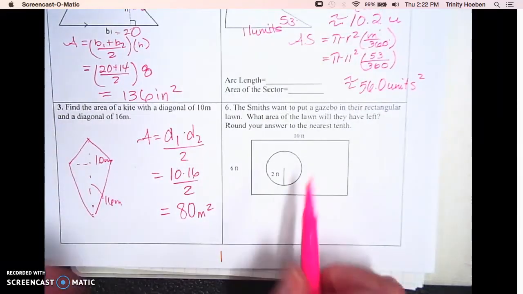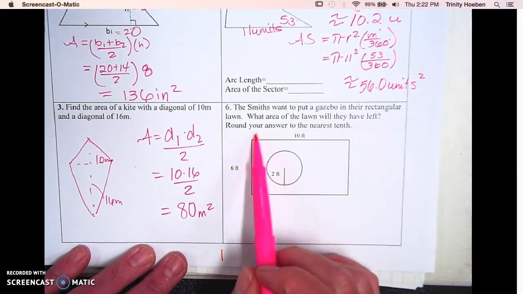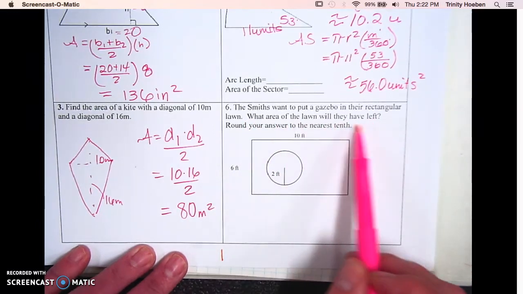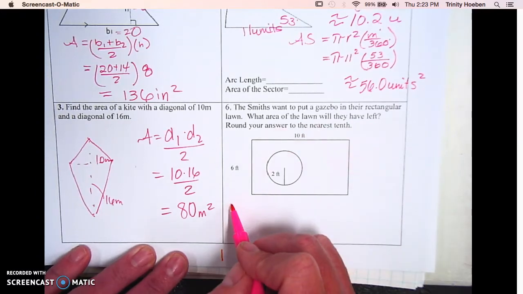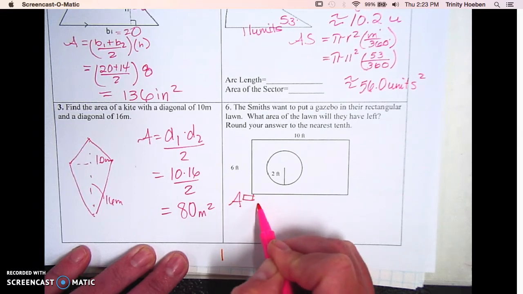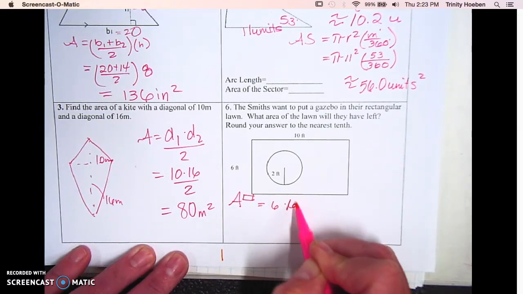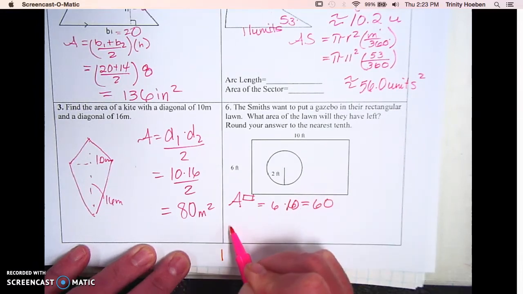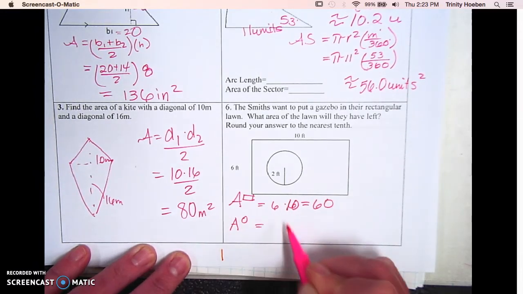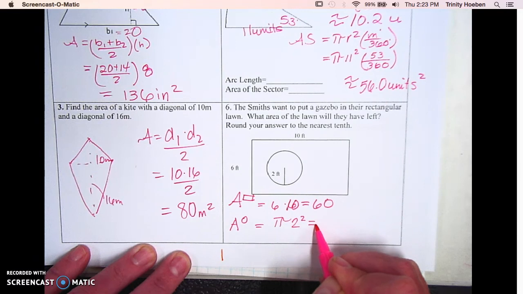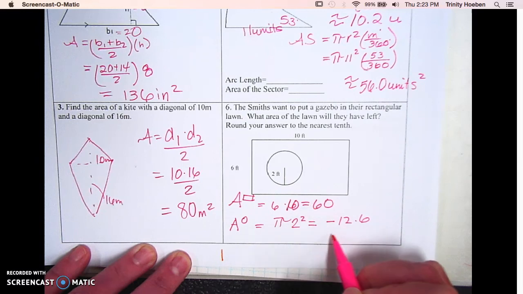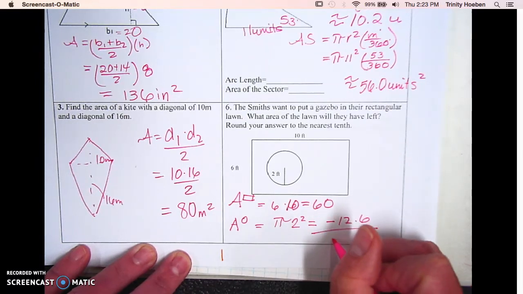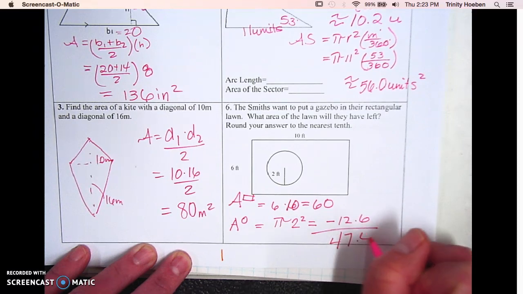Number 6, the Smiths want to put up a gazebo in their rectangular lawn. What area of the lawn will they have left? Round your answer to the nearest tenth. So first let's do the area of the rectangle, which is basically just length times width. So I'm going to go 6 times 10, which is 60. And then the area of the circle, I'm going to subtract that. Its radius is 2, so pi times 2 squared, which gets me roughly negative 12.6, because I want to subtract it. And so the area left over is going to be roughly 47.4 feet squared.